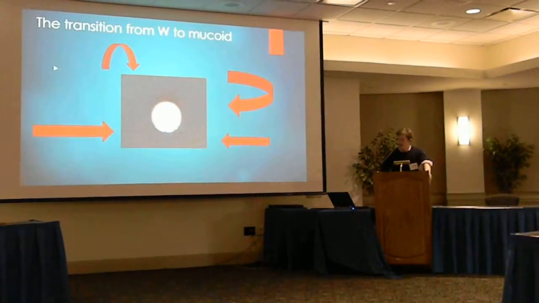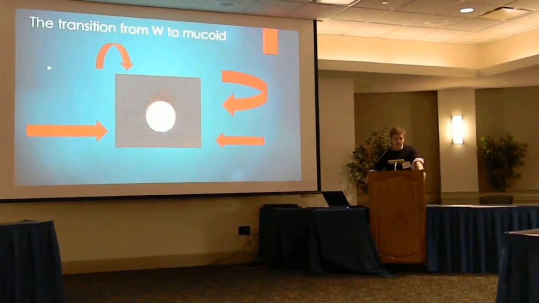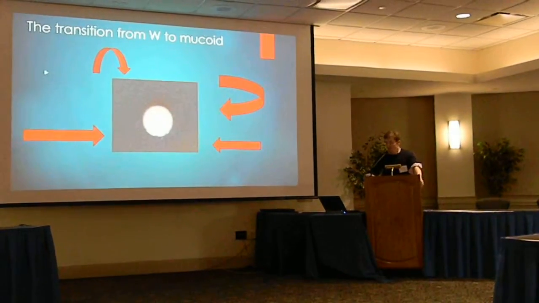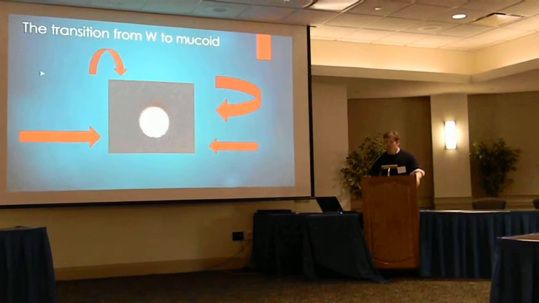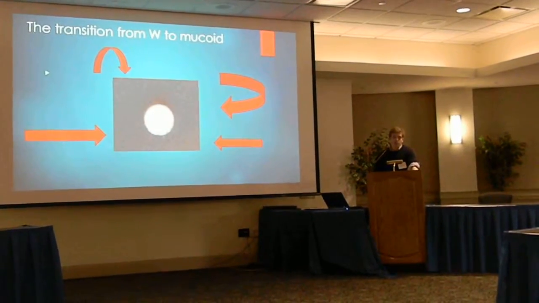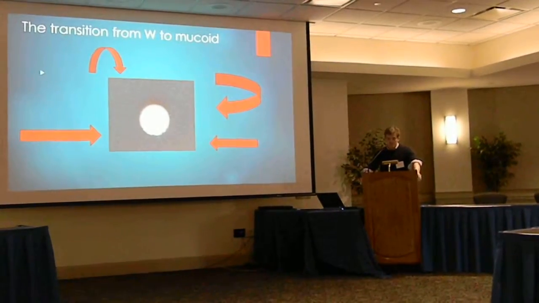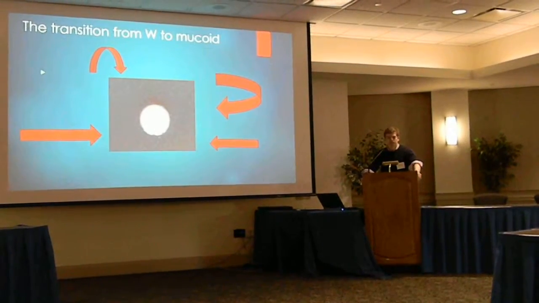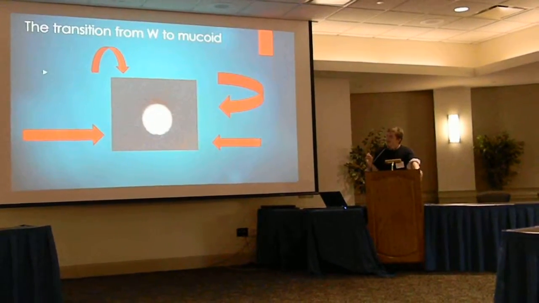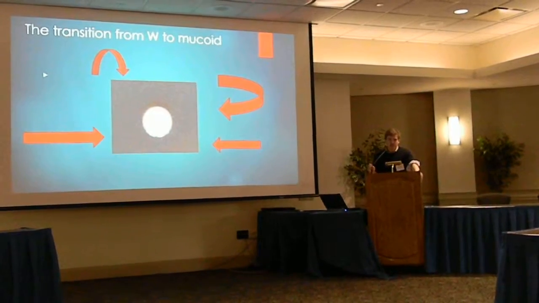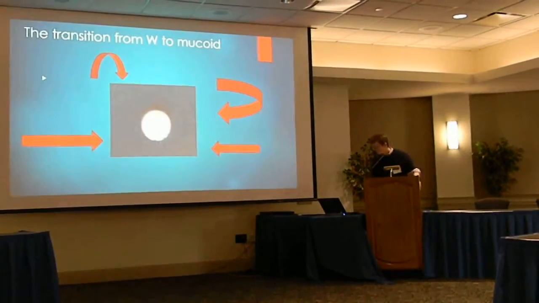And the main question we're asking is, how many different ways can you transition from wrinkly to mucoid based on evolutionary history? So if your parent genotype of wrinkly is more evolutionarily advanced, is the pathway and path length going to be different than if it's less advanced?